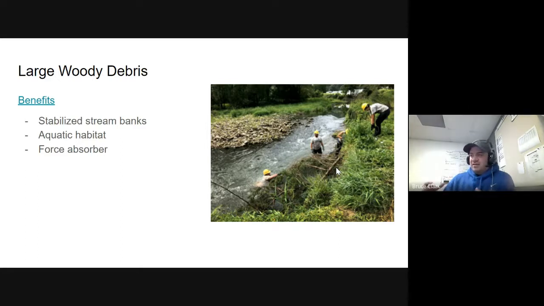And so having this debris helps break up some of those forces that water can sustain, especially in different flooding events. It helps absorb those things, and it also stabilizes the stream bank and provides habitat for those fish in there. So large woody debris in there.